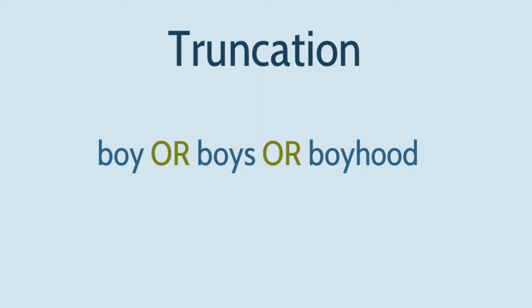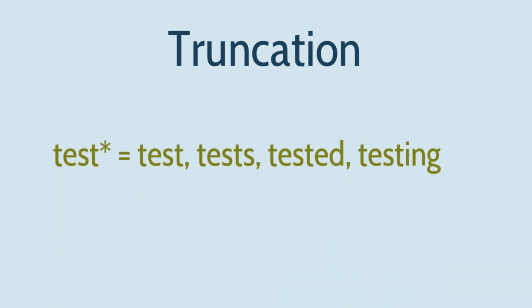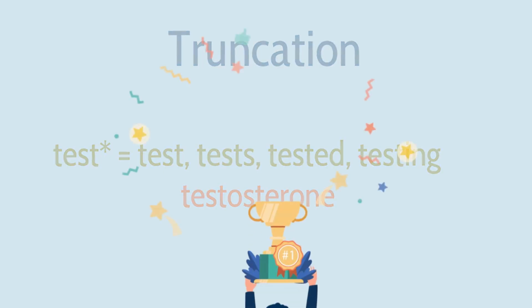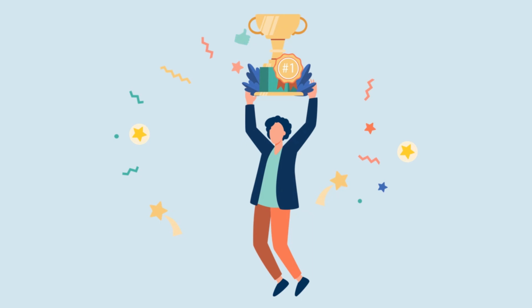Also, be aware that truncation may retrieve irrelevant results if the stem is common to several words. For example, test asterisk will retrieve test, tests, tested, and testing, but it will also retrieve testosterone. Remember these tips and you're well on your way to becoming a superstar searcher.